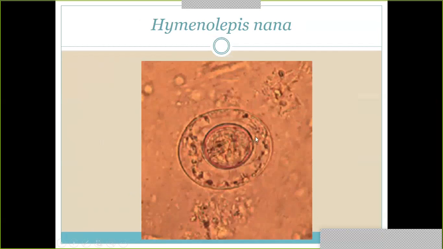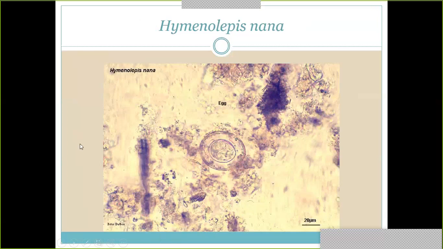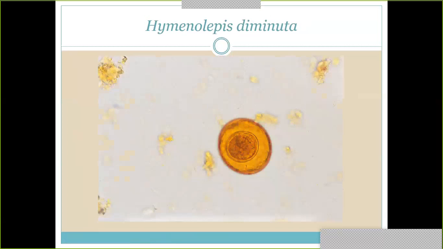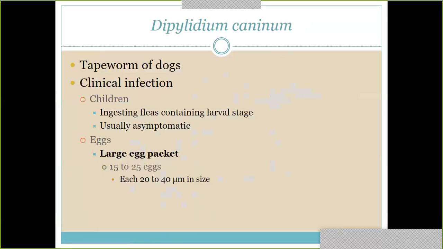So here's Hymenolepis nana. You can see it looks kind of junky, but they are polar filaments in that area. There again, it's not as easy to see. They're there. Whereas Hymenolepis diminuta, do you see how nice and perfectly clear that is? And again, nice and really clear.